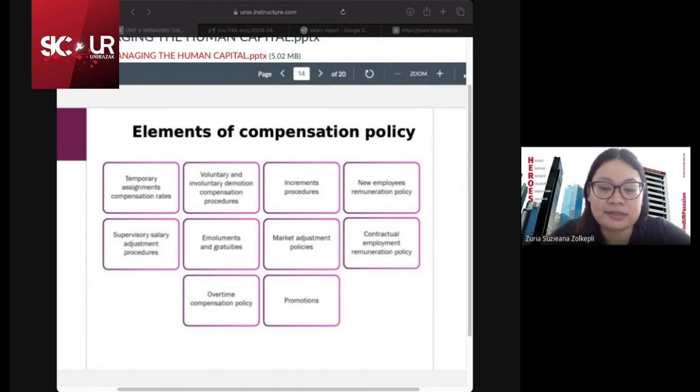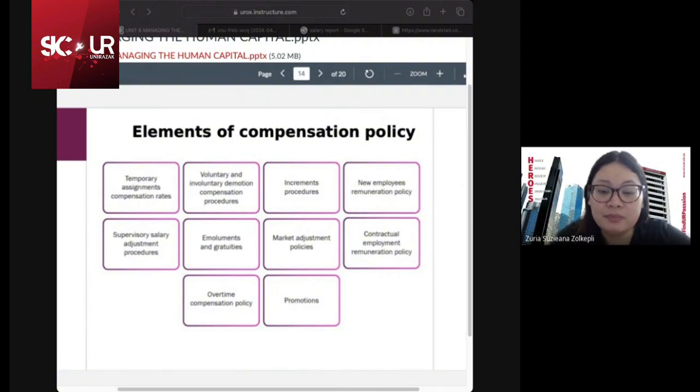This is like a bonus, a payment that can be based on performance, or on the company performance. It can be just an appreciation for the employee. Market adjustment policies, contractual employment remuneration policy, overtime compensation policies. It depends. Overtime is one of the compensations as well. But normally for overtime, I think most of you are aware of this. Certain salaries are not entitled to overtime, but it depends on the company.